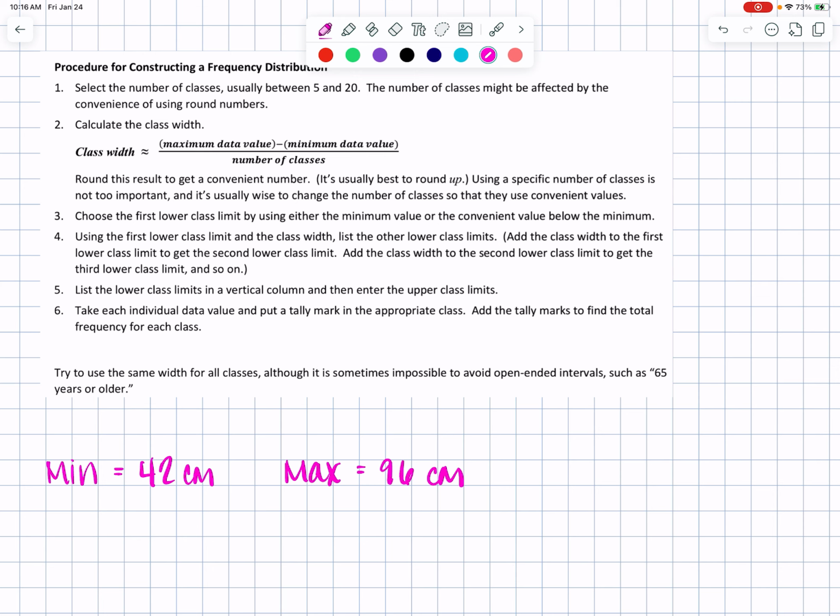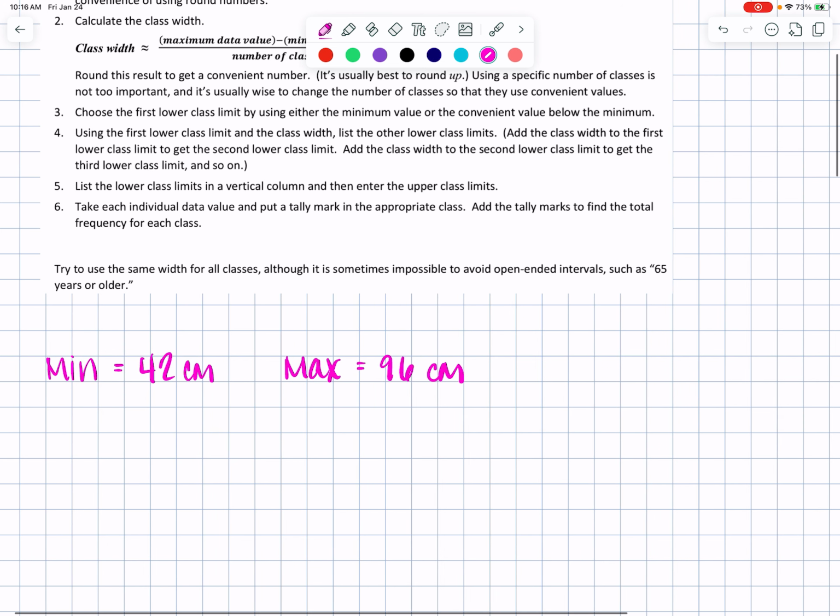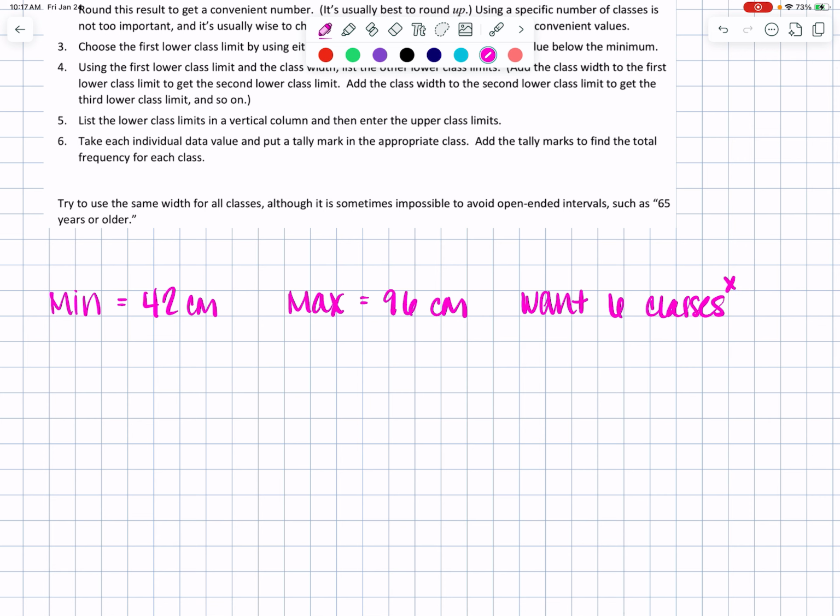This says to decide on the number of classes you want. I'm going to say maybe 6 classes. And depending on what you pick, sometimes you can end up with an extra one at the end. So you might end up with 7 classes depending on how things fall out, and that's okay. But that's what we're shooting for.